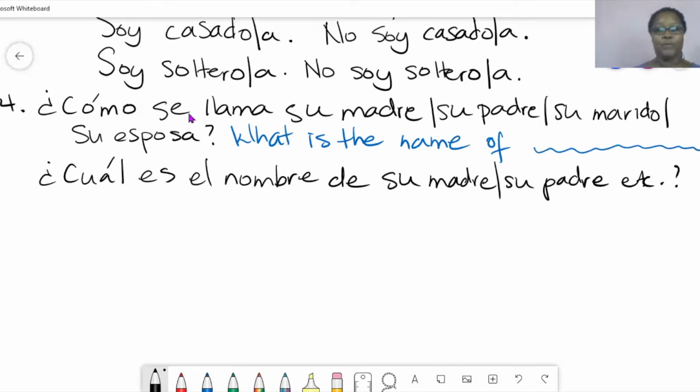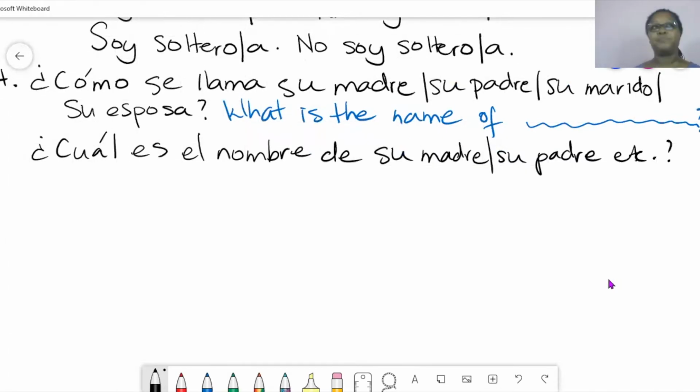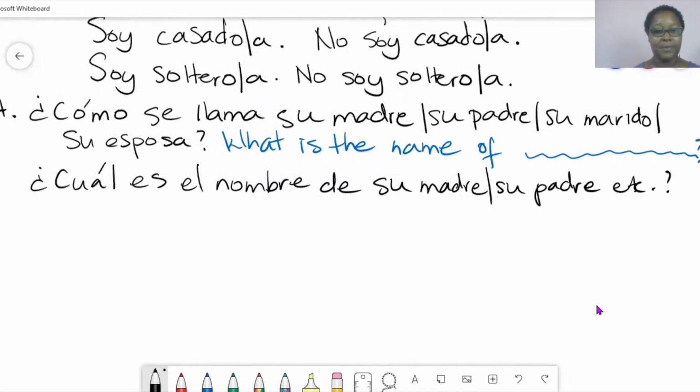So let's look at how we respond to these two questions. If it's ¿cómo se llama? It's asking, what is your mother's name? What is your father's name? What is your husband's name? Oh, I didn't tell you what these meant, eh? So marido and esposa, they mean the same thing pretty much. So they are synonyms. So this would be spouse. I will use spouse for both of them. So marido, of course, is the husband. And if it was a wife, marida.